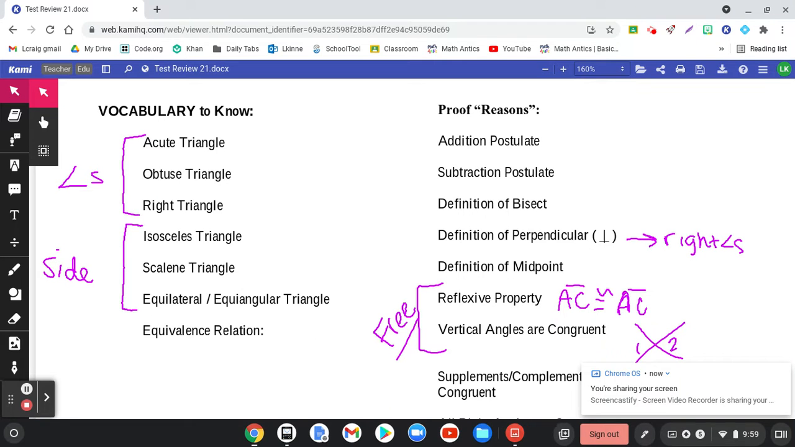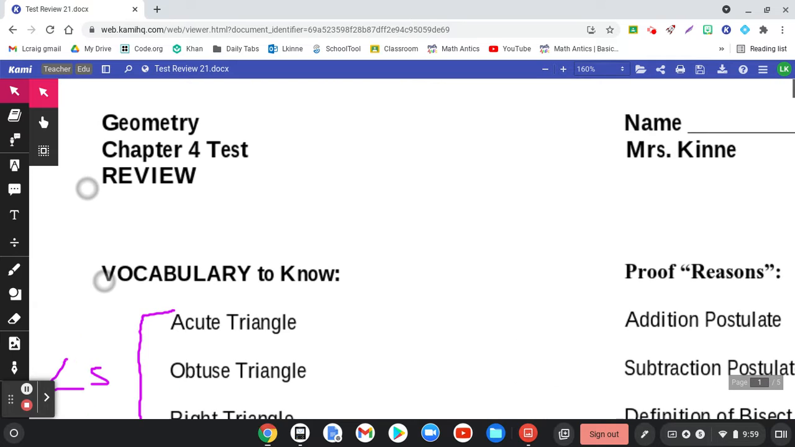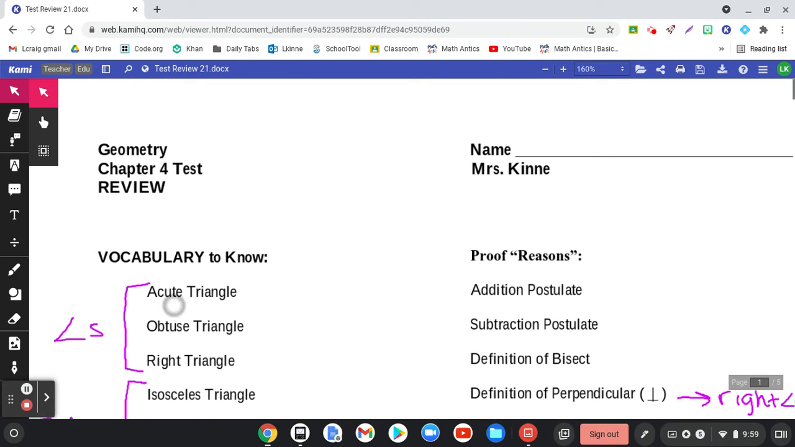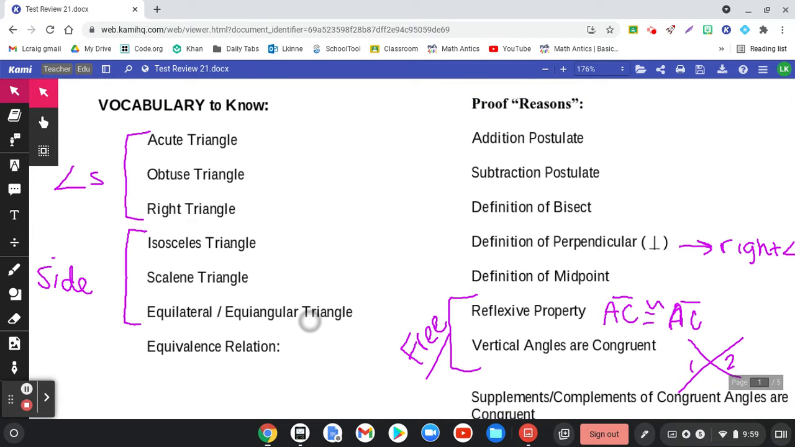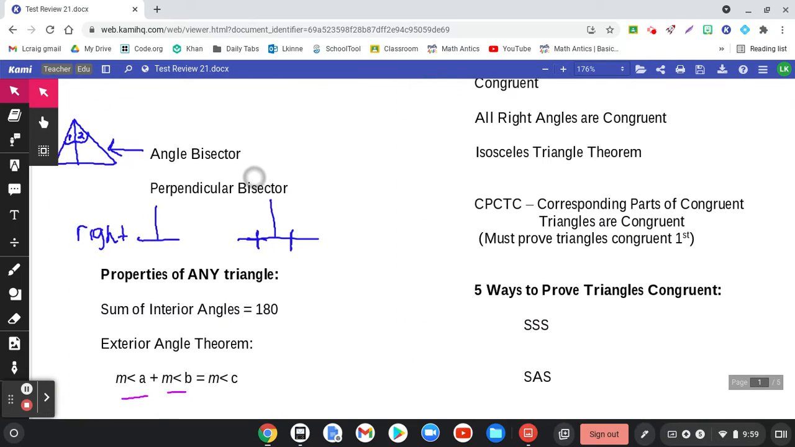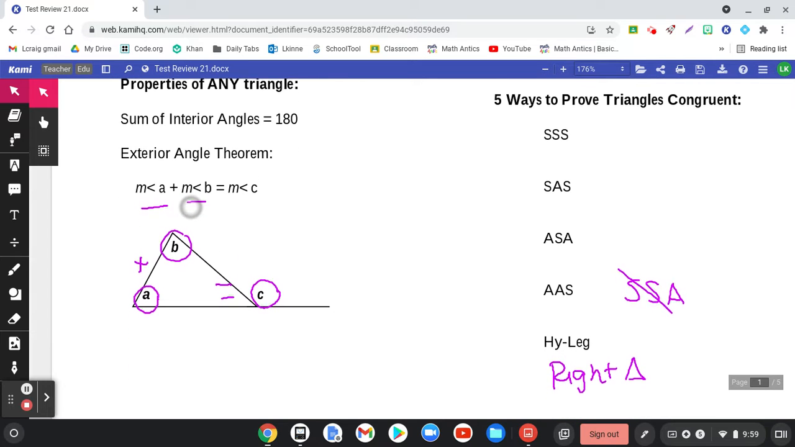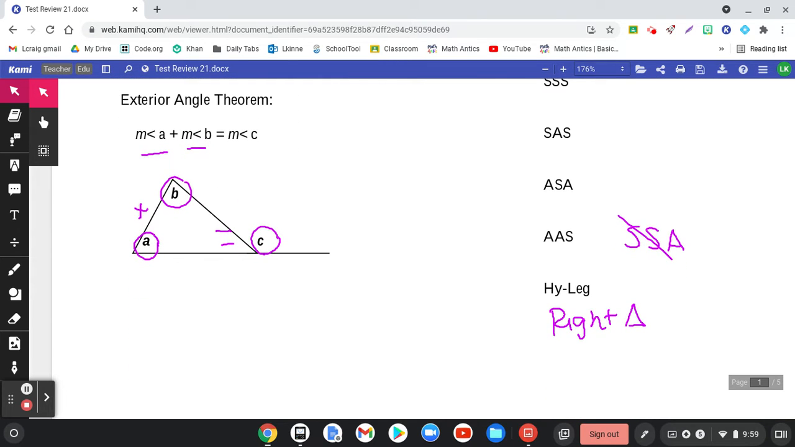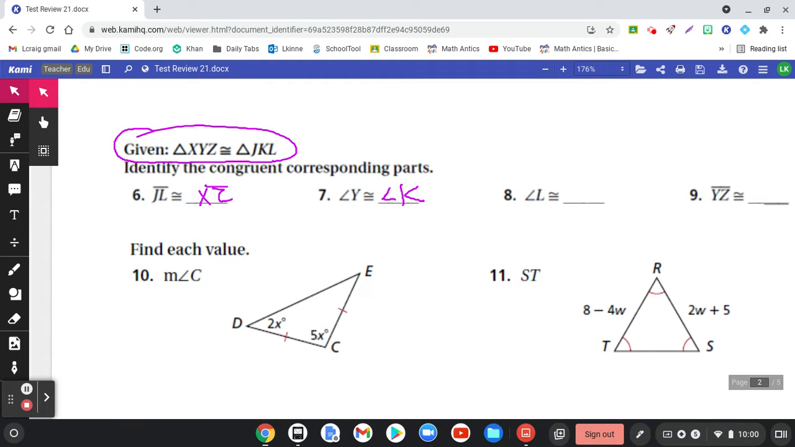Everybody, I just wanted to go over the rest of the review sheet with you. Just a reminder, this whole front page just has information organized for you. Everything on the right side are all of your proof reasons that you could use in the reasons column. Make sure you know your 5 ways to prove triangles are congruent, your exterior angle theorem. But let's try some of these.